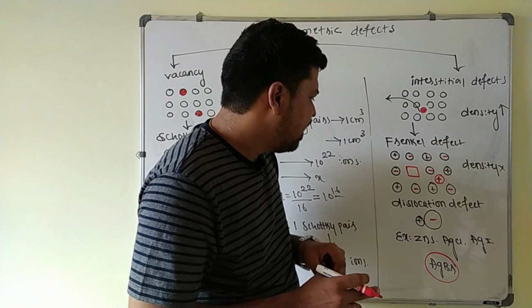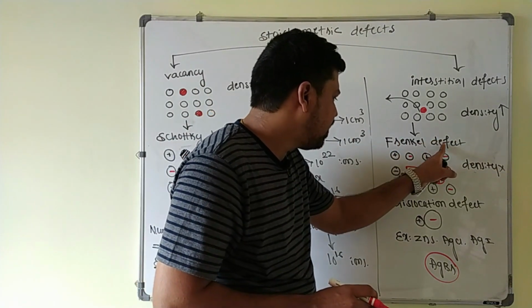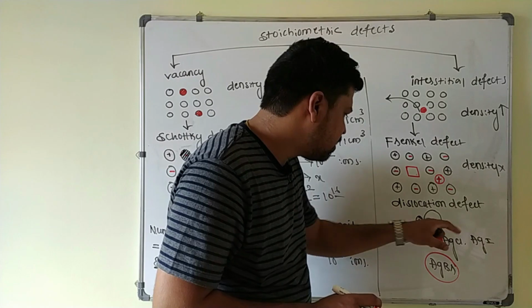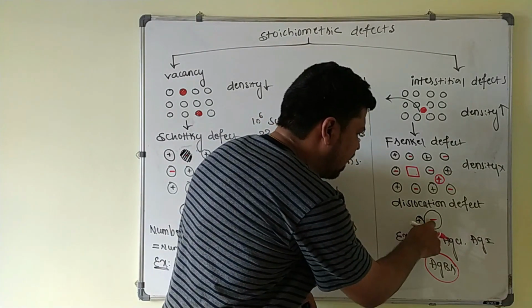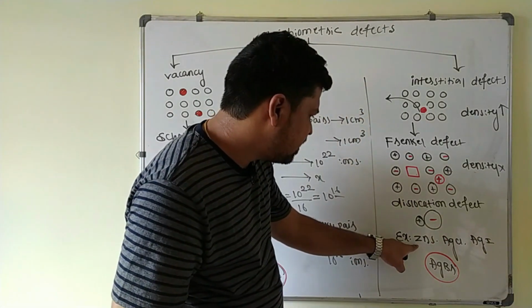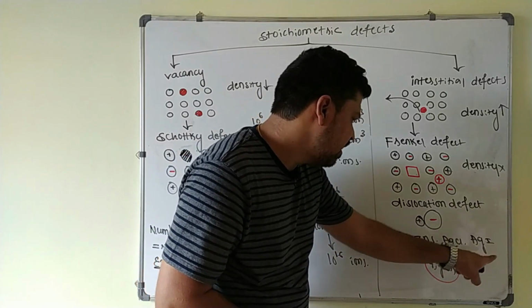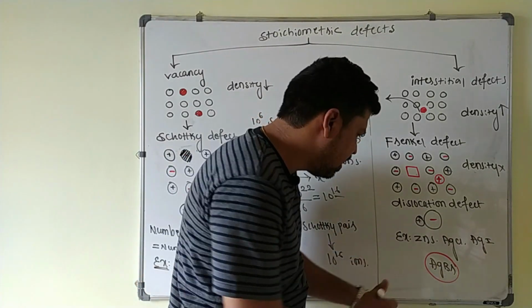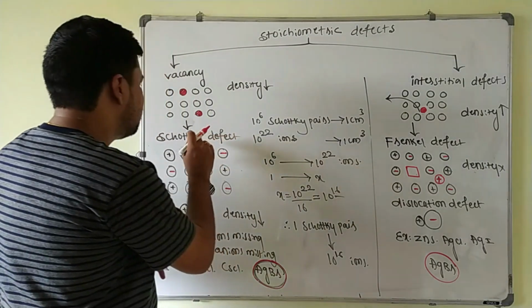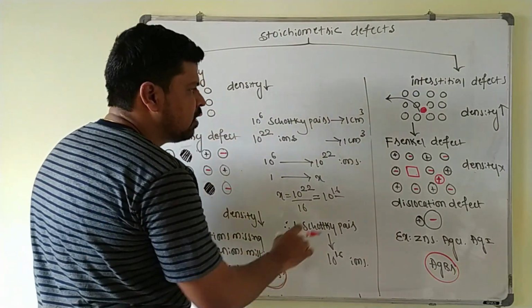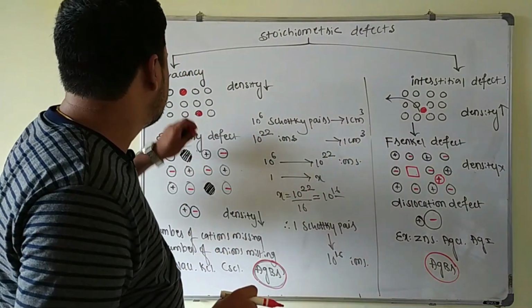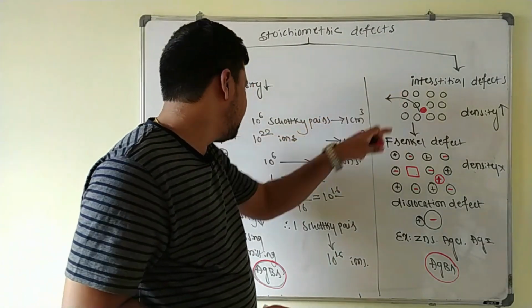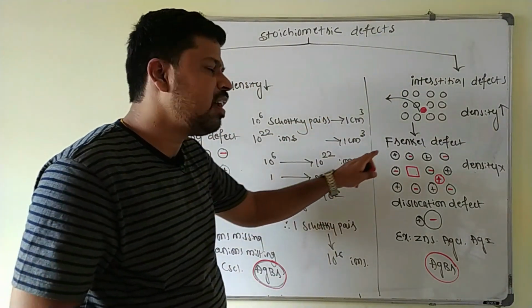Frenkel defect. This type of Frenkel defect is observed in case of ionic solids which have small size cation and large size anion. Examples are zinc sulfide, AgCl and AgI. A very important example is AgBr. This AgBr shows Schottky defect as well as Frenkel defect here. So this is vacancy defect, interstitial defect, Schottky defect and Frenkel defect.